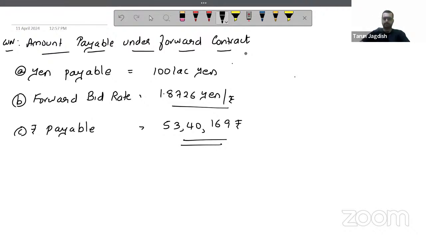Just one doubt. Yeah, tell me. So we're converting premium in yen to rupees by taking the spot bid rate because premium is paid upfront, right? Yeah, the premium is paid upfront. Ideally, we should add the interest. Correct? But here they have not given any information about interest. Correct, sir. Okay, got it, sir. Thank you.